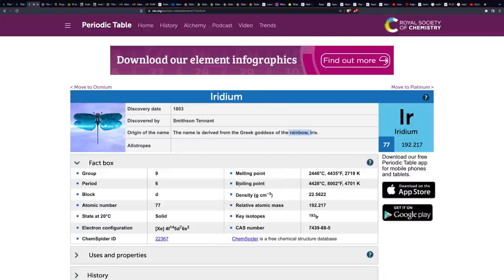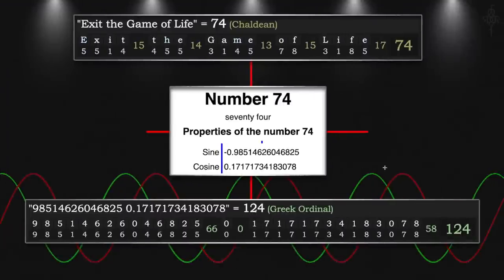And the melting point and the boiling point have big clues as well. Look at what the boiling point is of iridium. Perhaps turning into a gas transmutation, 471, which is tied to Lucifer, the light bringer. Exit the light. All found from this right here.